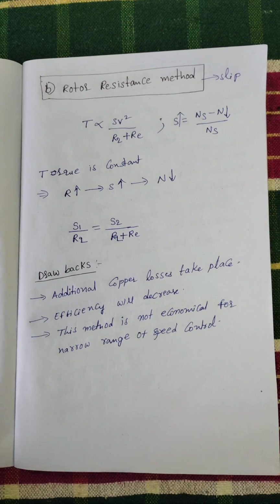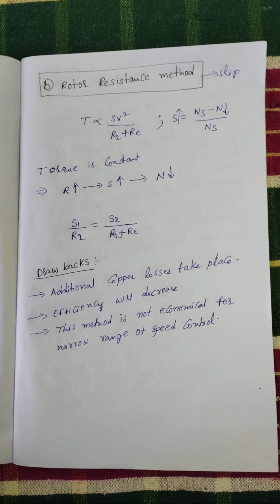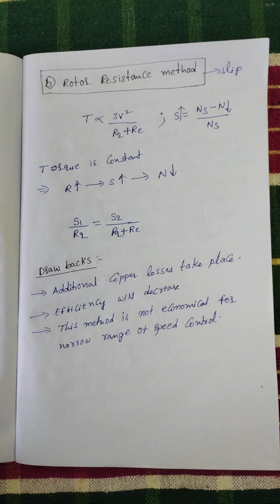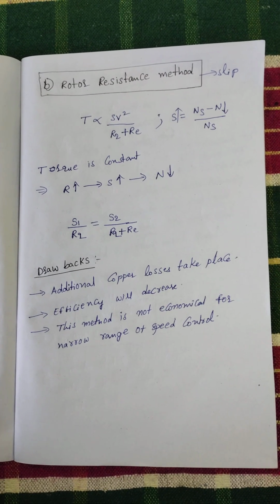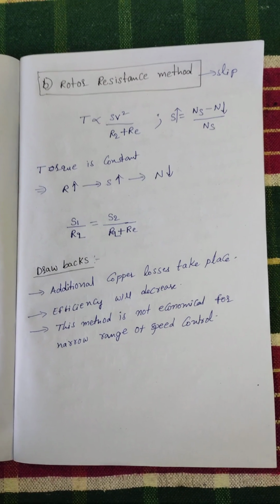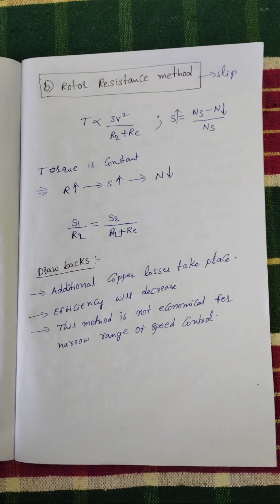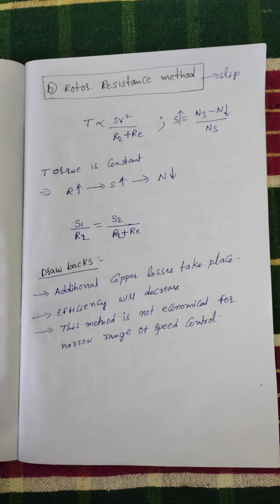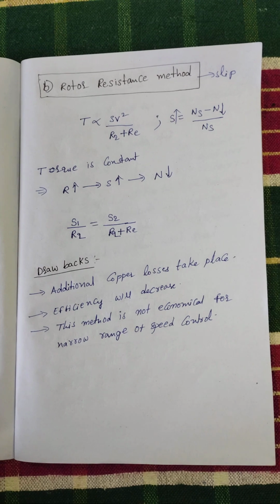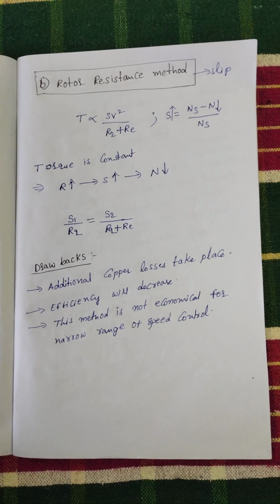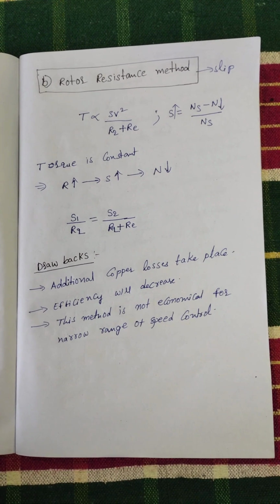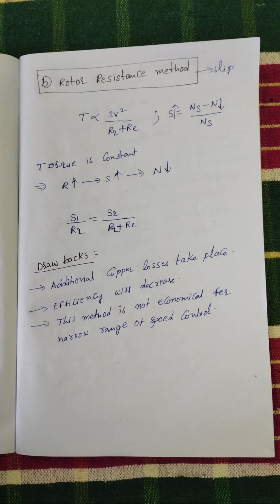The formula is S1 by R2 is equal to S2 by (R2 plus Re). Drawbacks of this method: due to the increase in resistance, copper loss takes place. If the losses increase, efficiency will decrease. This method is not economical for narrow range speed control.